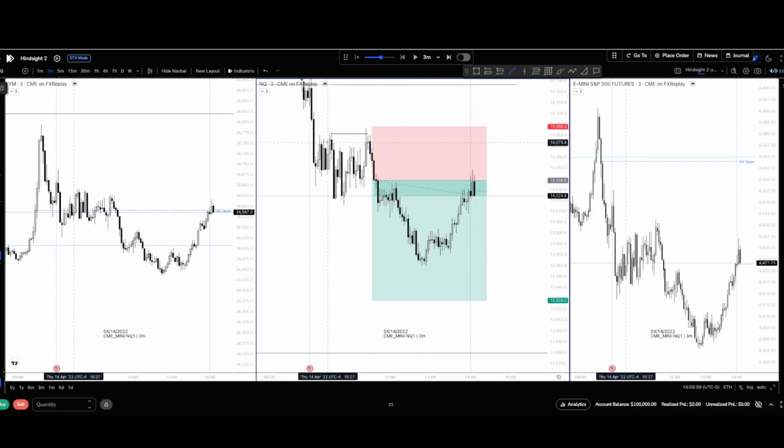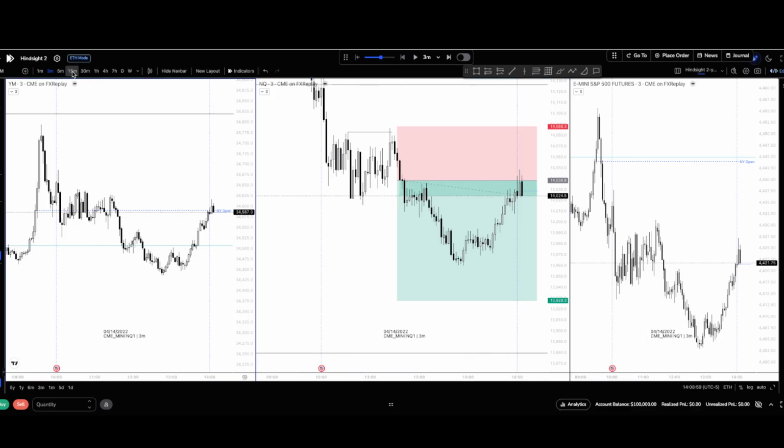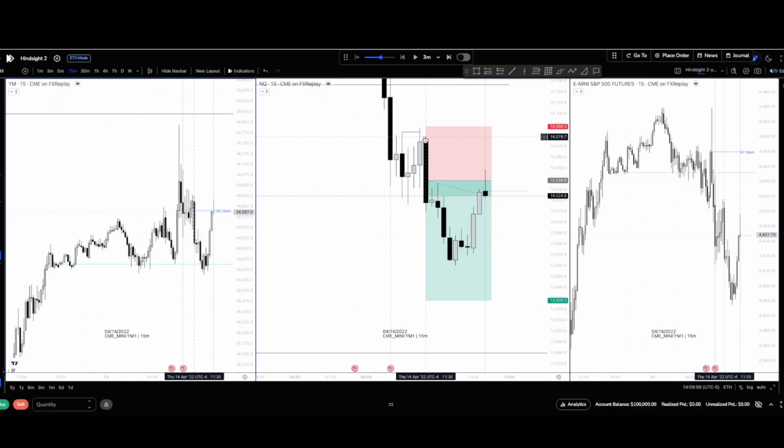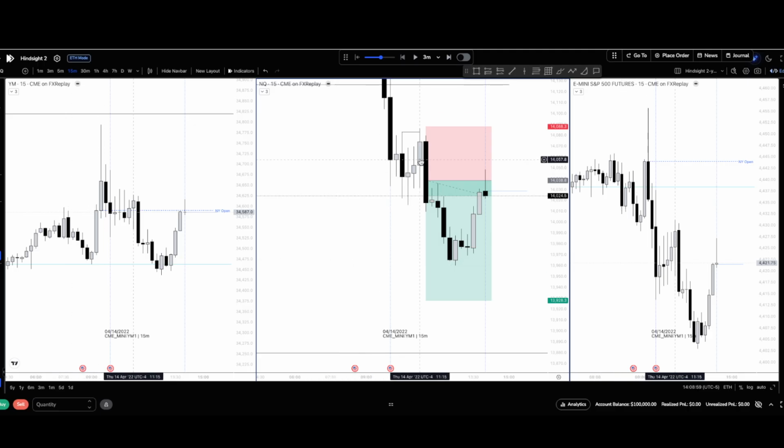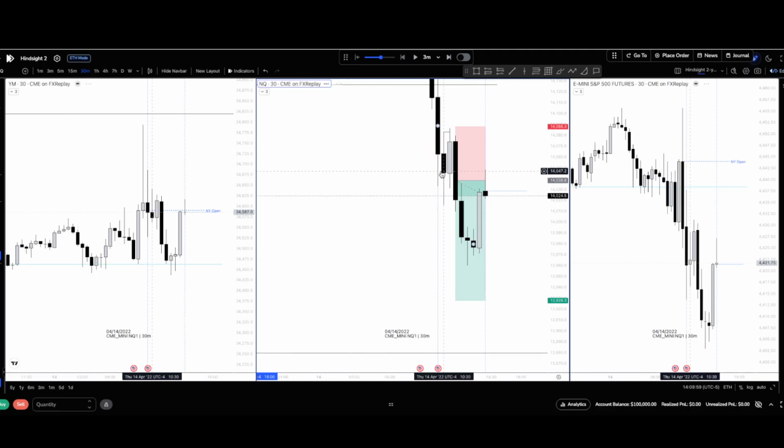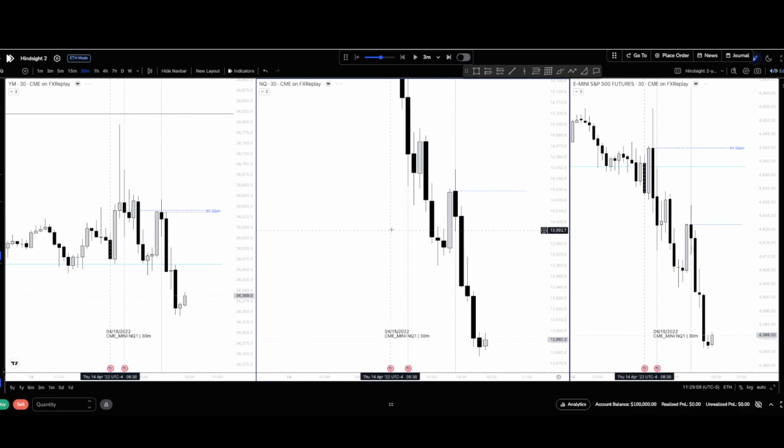But basically, all this was just your AMD, right? Accumulation, manipulation, setting that manipulation with that 15-minute C3, almost a 15-minute C2, 30-minute C2. Motive.